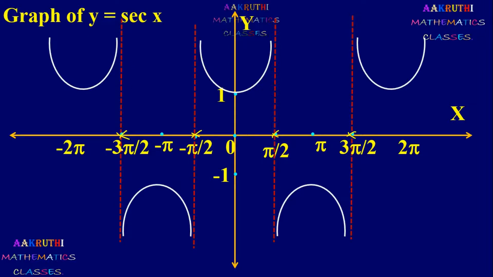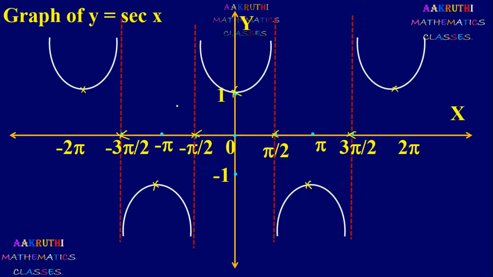So we draw the dotted line like this. We know that cos 0 is 1, so therefore secant 0 is also 1. Cos 180 degree is minus 1, so secant 180 degree is also minus 1. Cos of minus 180 degree is minus 1. Cos of 360 degree is 1, and cos of minus 360 degree is also 1.